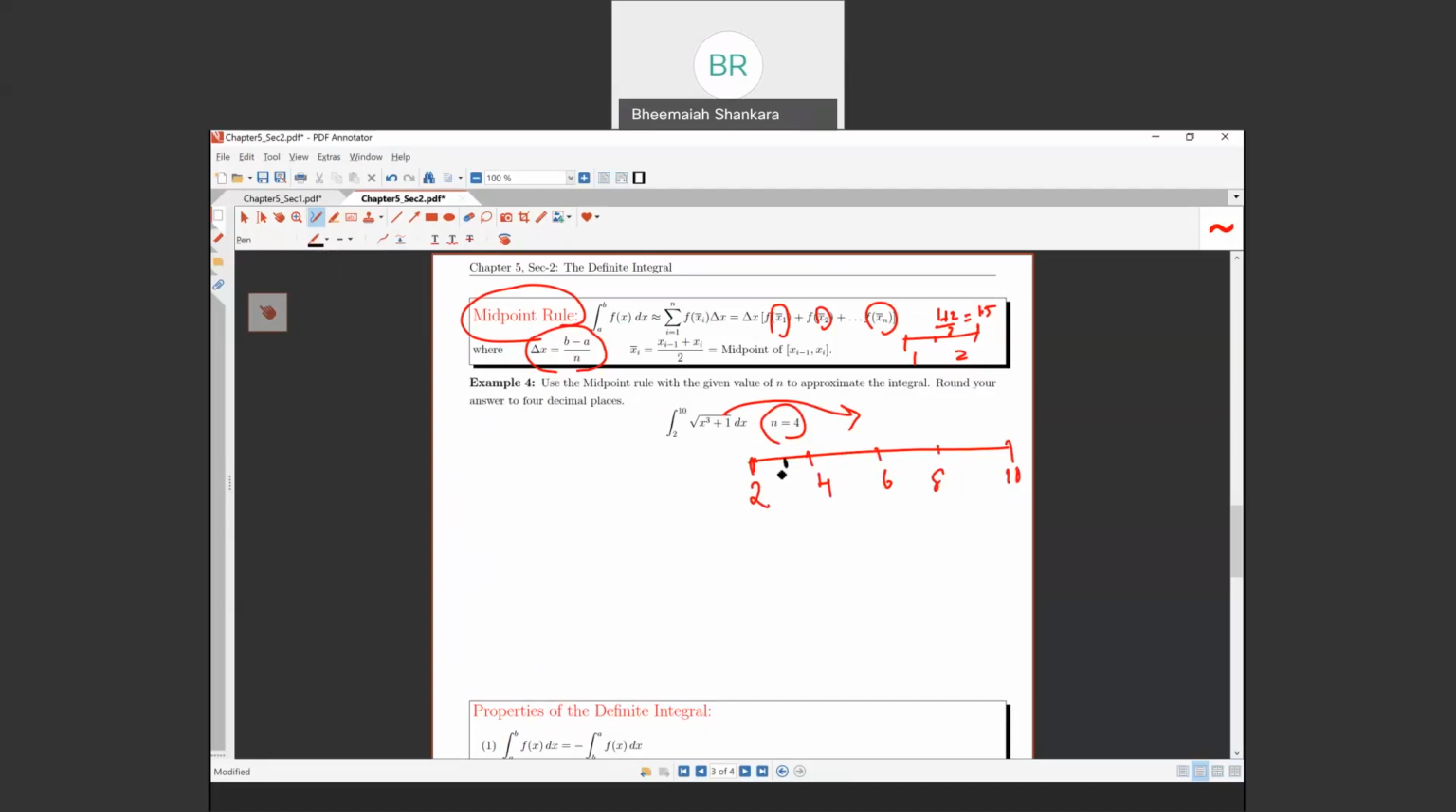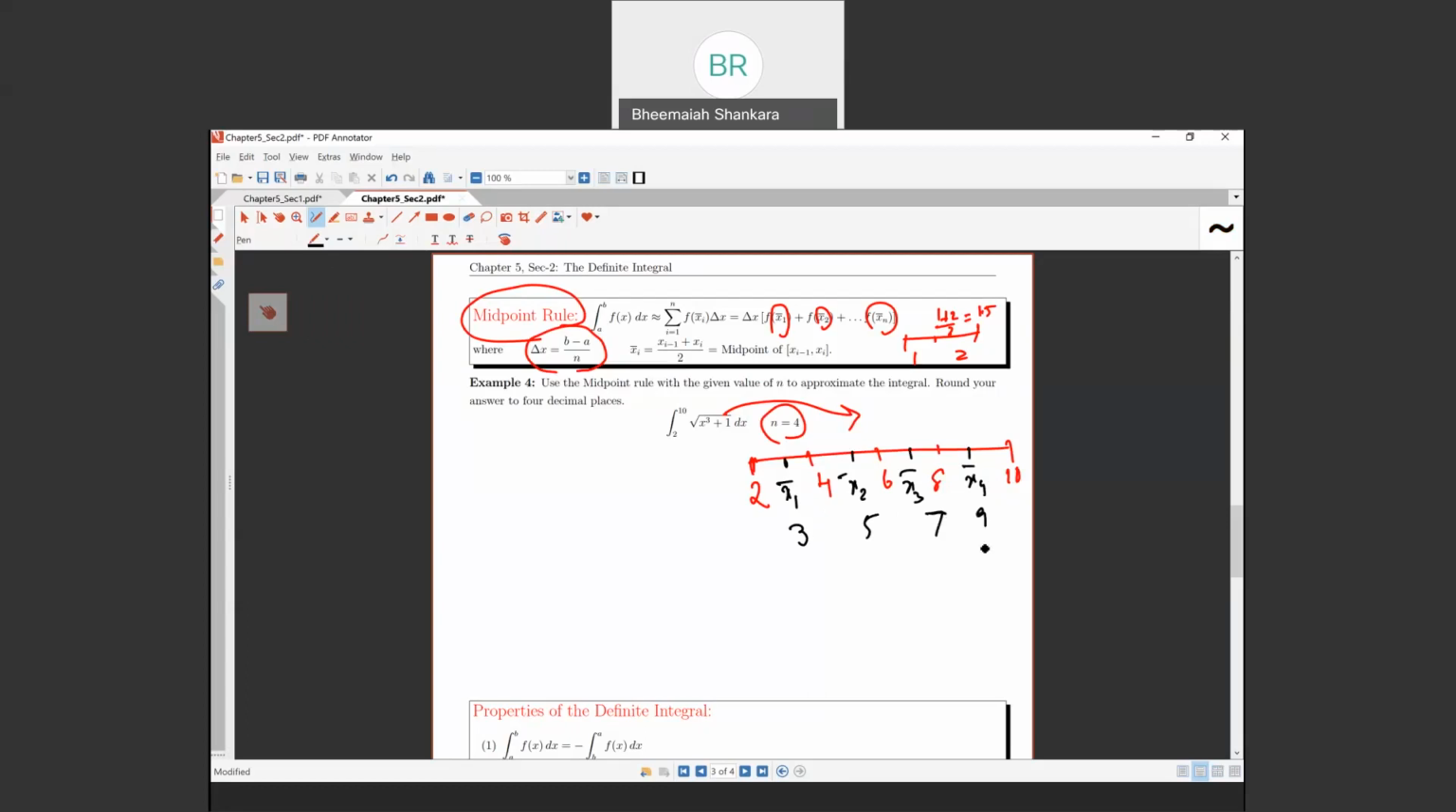Midpoint means this is x1 bar, x2 bar, x3 bar, x4 bar. So you have these to be the midpoints. Calculate 2 plus 4 divided by 2. 6 divided by 2 is 3. Similarly, this is 5, this is 7, and the last one is 9.